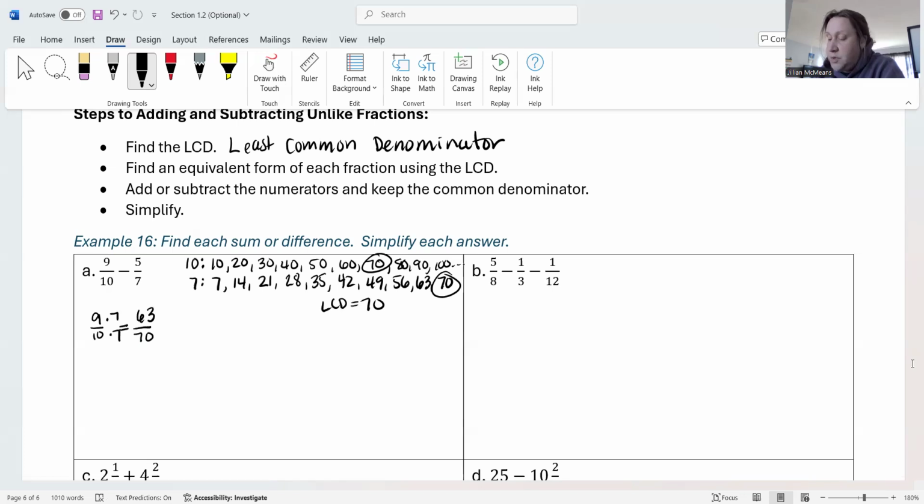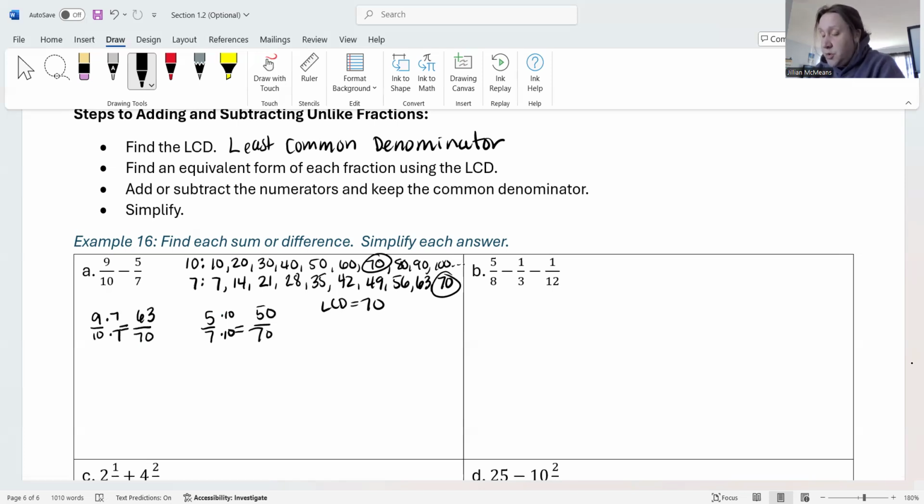Okay, we're going to do the same thing for the next fraction. We had 5/7. We want to rewrite that with 70 as the denominator. So what would I multiply 7 by to get 70? Well, I'd multiply by 10. So we're going to multiply top and bottom by 10. That's our weird form of 1 there. So 5 times 10 is 50.